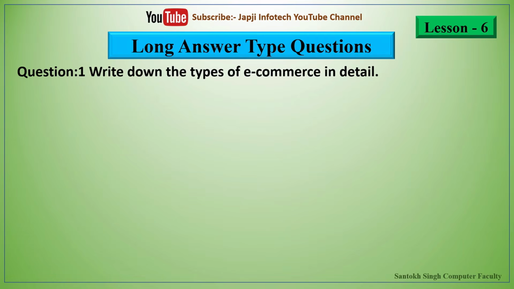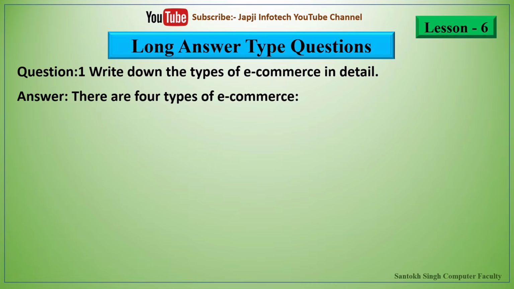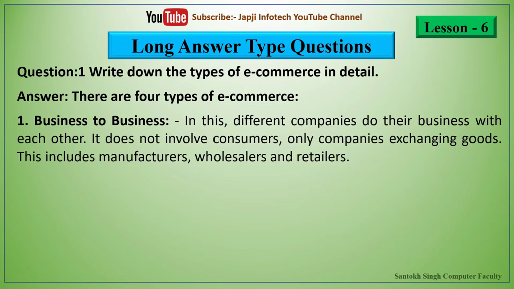So now we will learn about long answer type questions. So the first question is, write down the types of e-commerce in detail. So there are 4 types of e-commerce. The first one is business to business. In this, different companies do their business with each other. It does not involve consumers. Only companies exchange goods. This includes manufacturer, wholesaler and retailer.